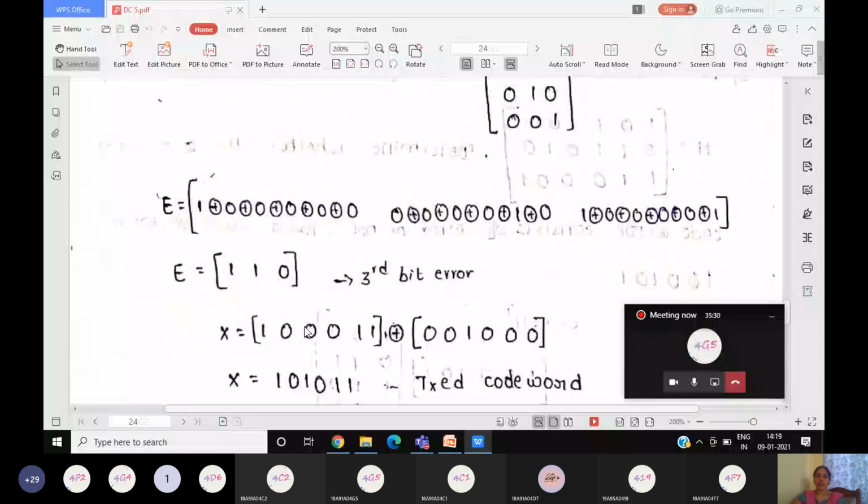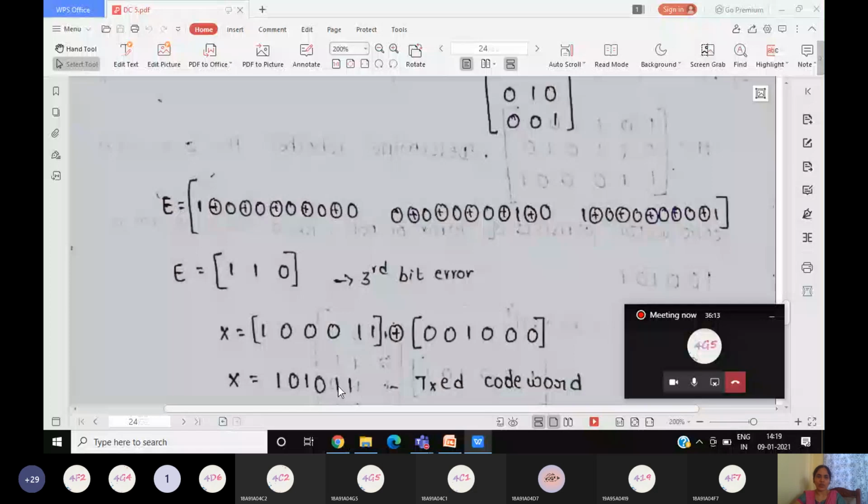Now if you take the XOR of the received code vector with the error pattern, 001000, you will get the reconstructed transmitted code word. 1 XOR 0 is 1, since it is an odd number of 1s. The second position from the MSB, 0 XOR 0, is 0. Next, 0 XOR 1 is 1. Fourth position, 0 XOR 0 is 0. Then 1 XOR 0 is 1, and 1 XOR 0 is 1. So finally, we obtain 101011. This is the transmitted code word.